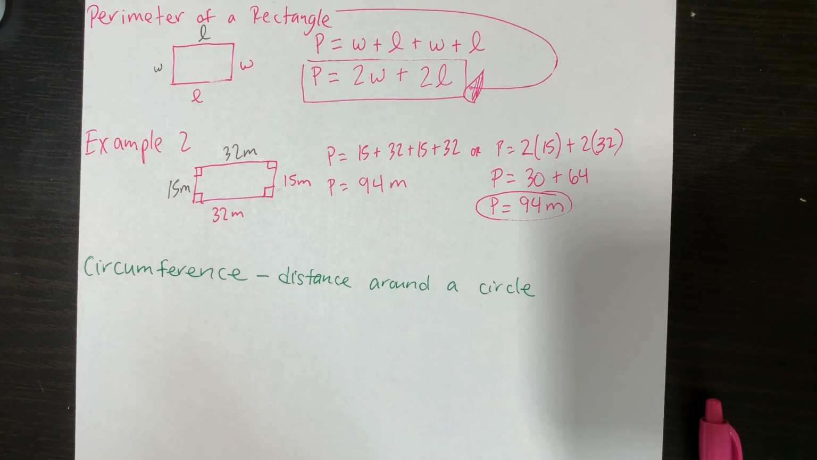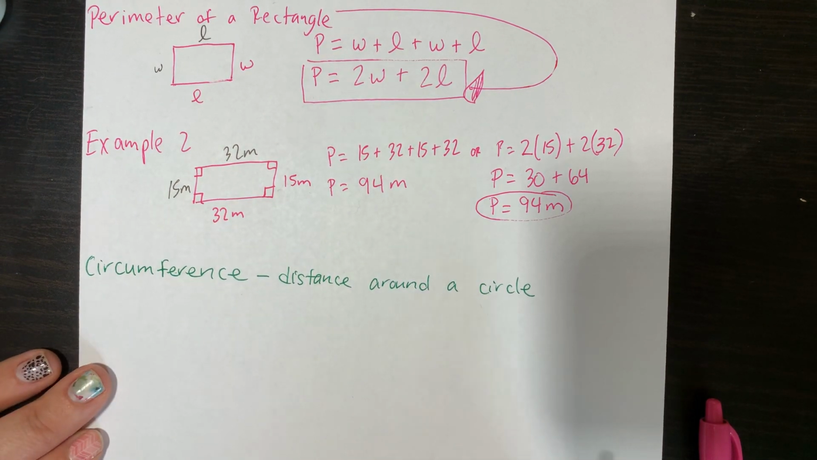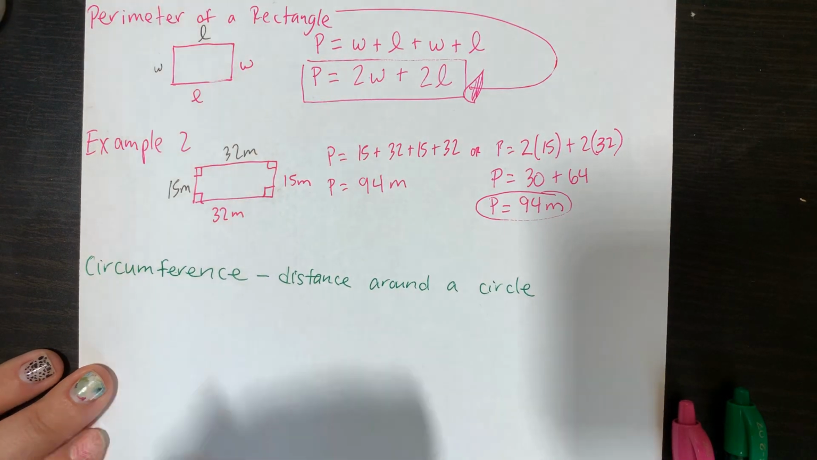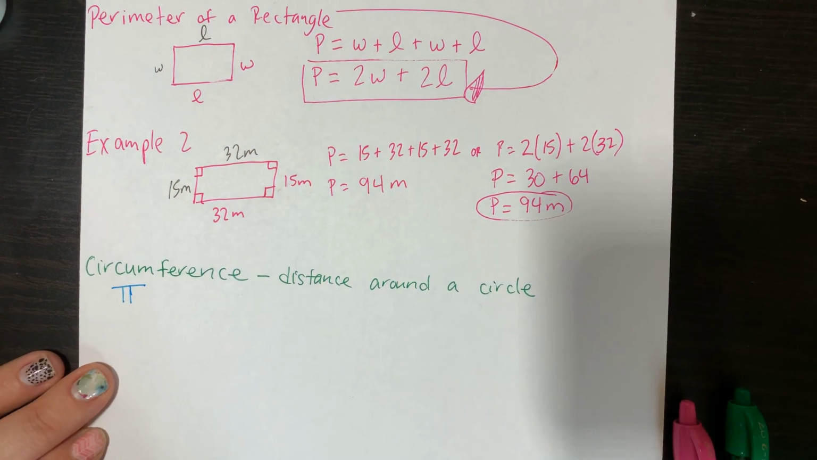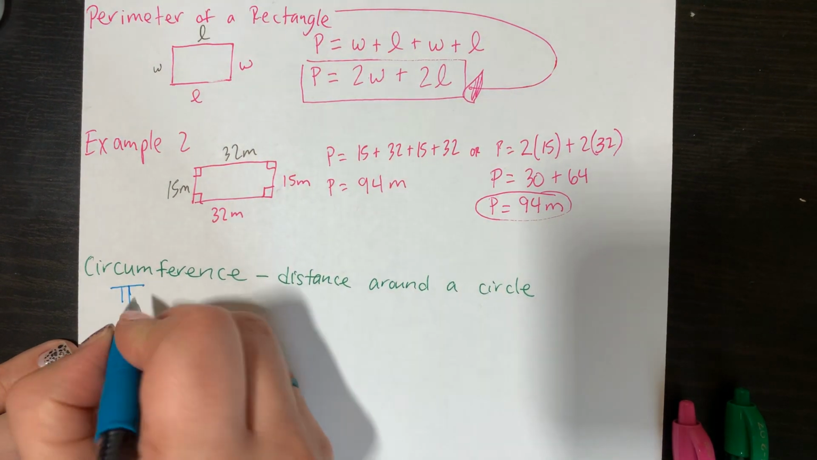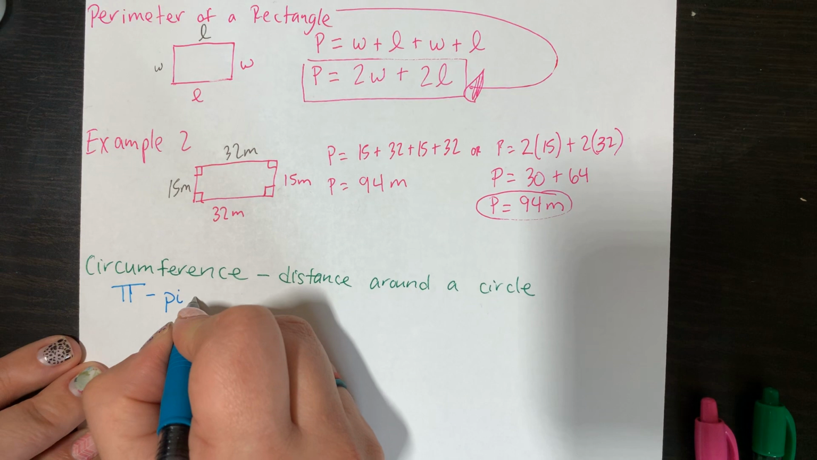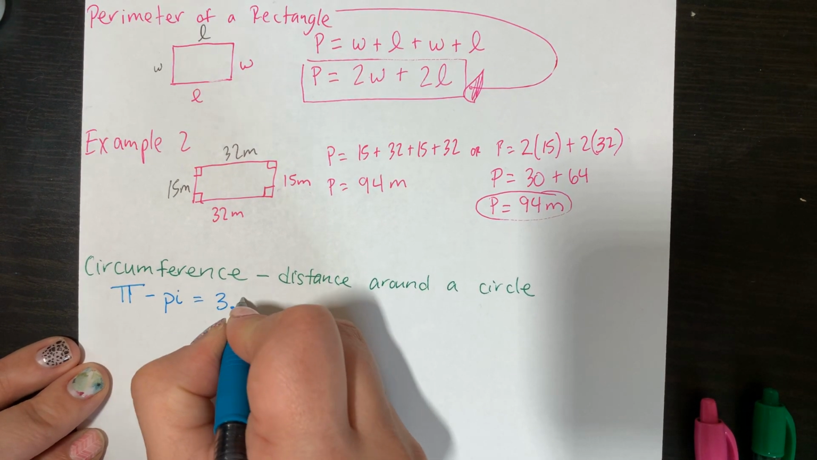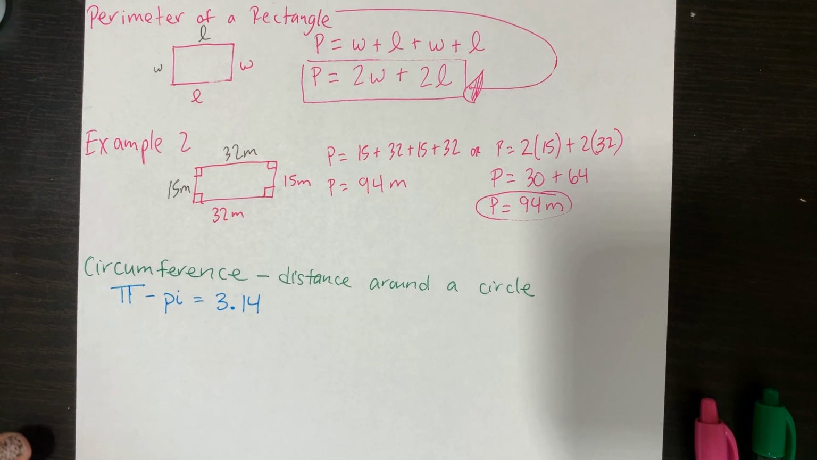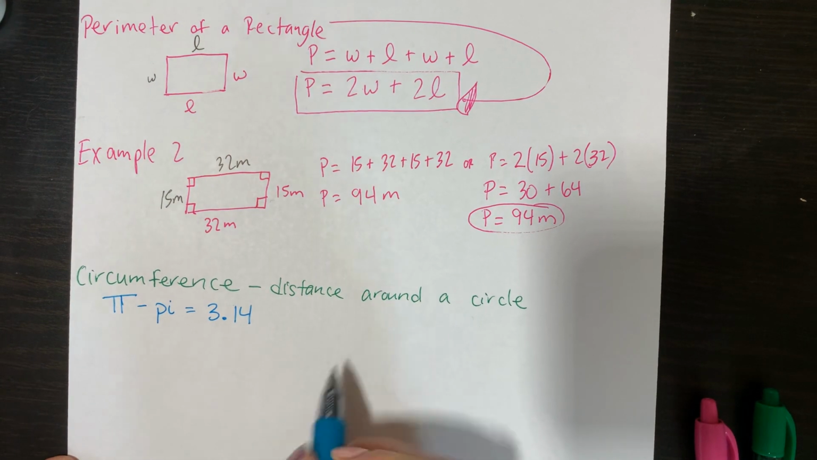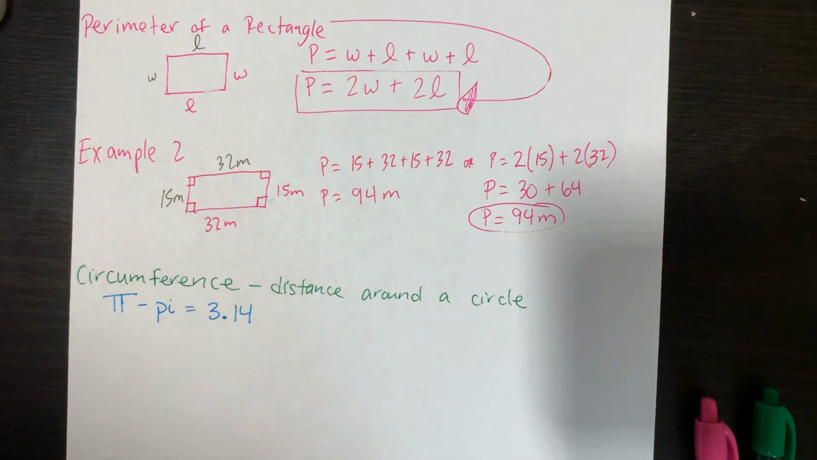Circumference is unique because it uses something, I'll add it in a different color for you. It uses something that looks like this. This is the Greek letter for pi. Okay. It also is approximated to 3.14. Okay. Some of your calculators might have a pi button, and that'll be a bunch of decimals of pi. Pi is an interesting number because it actually never ends.